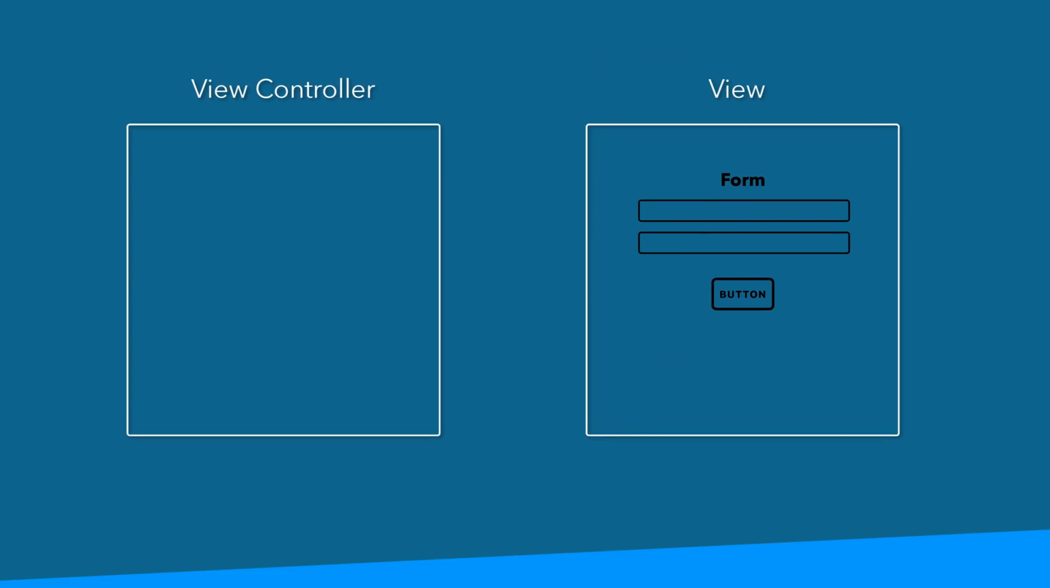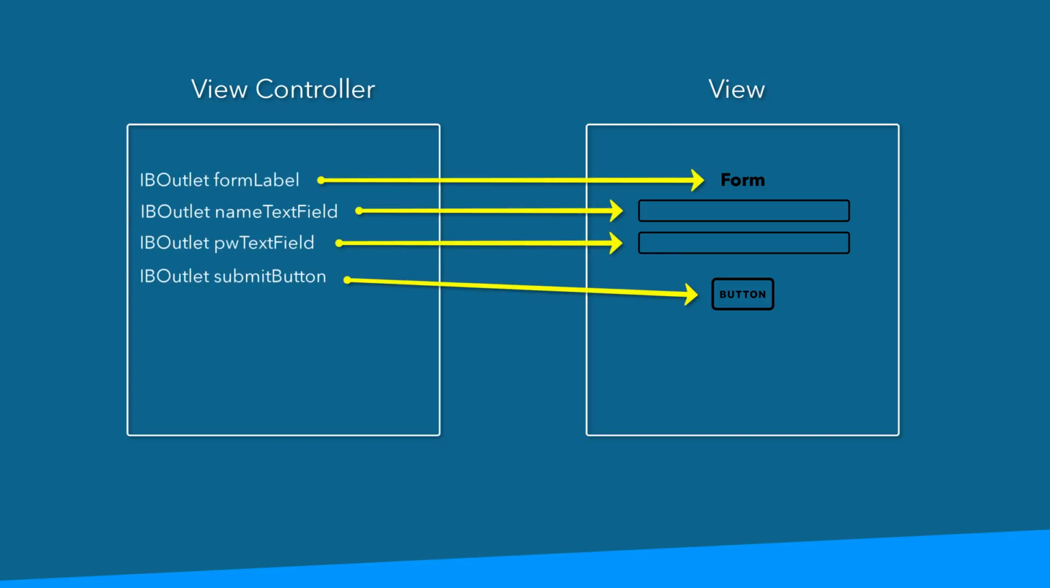First, let me illustrate what the problem is. So far, we've mostly been adding user interface elements to the storyboard and then connecting them to IB outlet properties in the view controller so that the view controller can reference them and manipulate them. For example, if the view controller needs to disable the button after the user submits a form, it has the submit button IB outlet property to do so. All of this communication is one way. The view controller instructs the elements to do things.